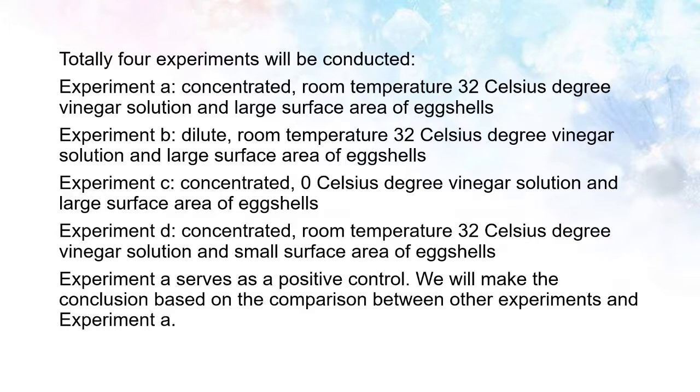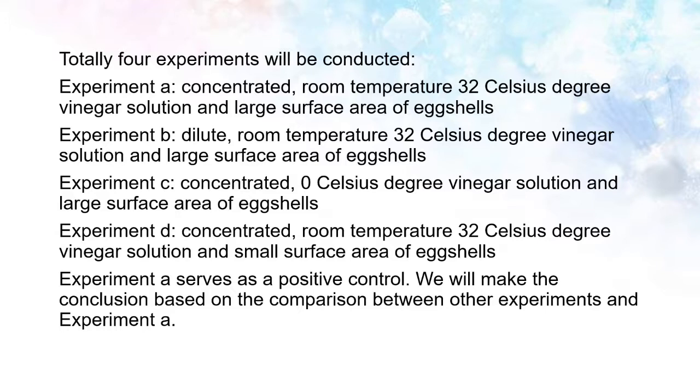The third experiment investigates the effects of temperature of acid rain and limestone on the rate of corrosion of limestone. In this experiment, the conical flask containing the vinegar and eggshells will be left in the beaker containing ice cubes to reduce the temperature of the vinegar and ice cubes to 0 degrees Celsius. From this experiment, we would then be able to see the change in the rate of corrosion of limestone between this experiment and the control experiment.